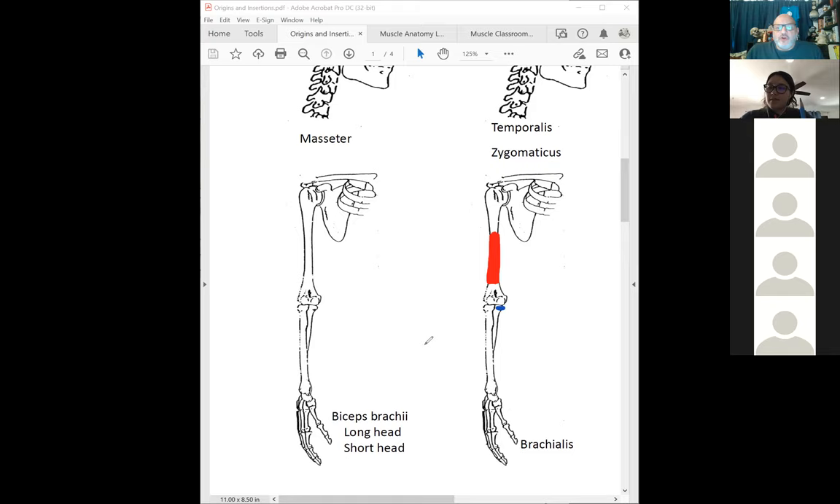So, notice this sits right underneath the biceps brachii, but how many joints does it cross? One. Just the elbow. And notice on the forearm, does it attach to the movable bone or the stable bone? Stable. So can this pronate or supinate?